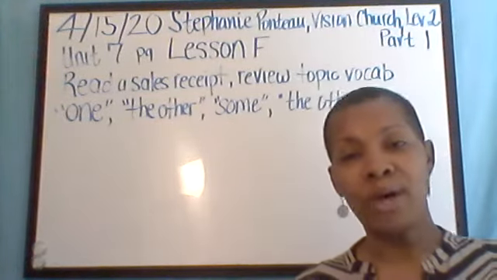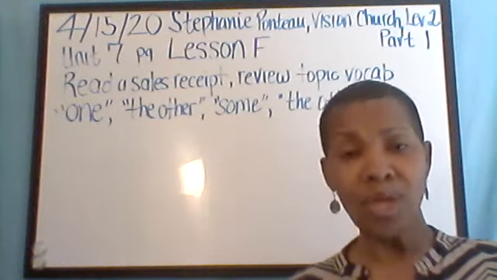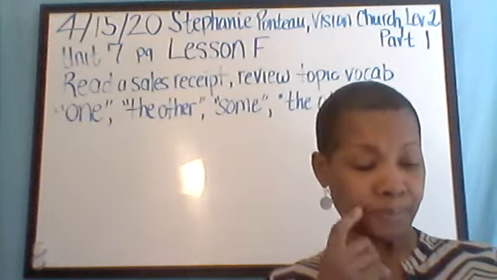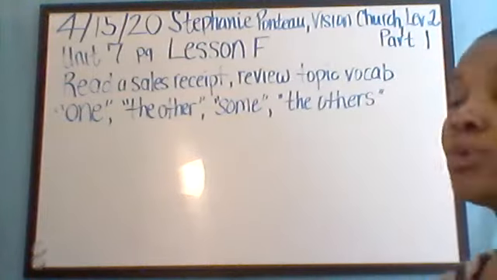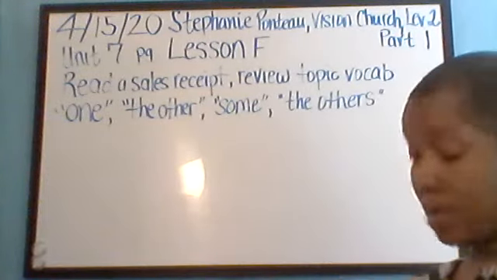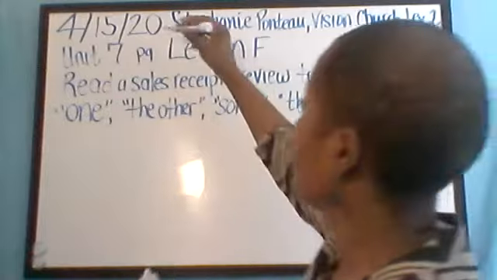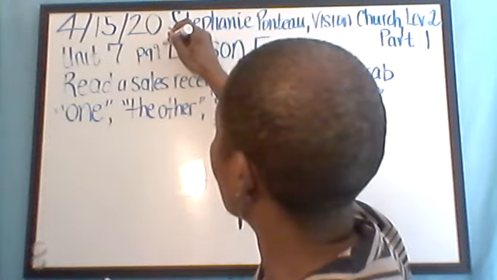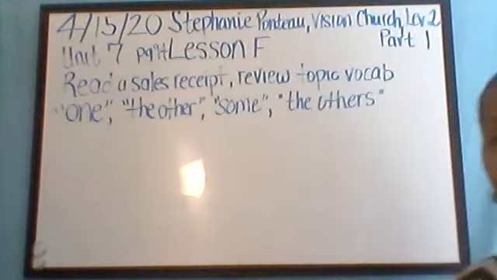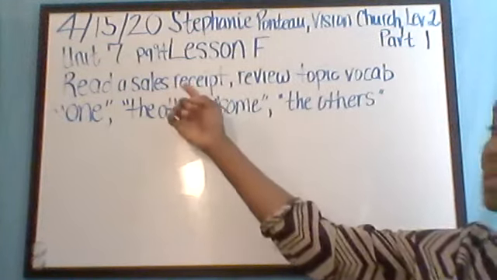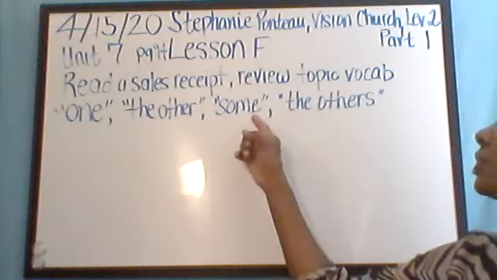This is our Level 2 class that met at Vision Church, and we are in Unit 7. Today, we're going to continue on in Unit 7. We're on page 94, Lesson F. And in this lesson, we're going to read a sales receipt, review topic vocabulary, one, the other, some, and the others.